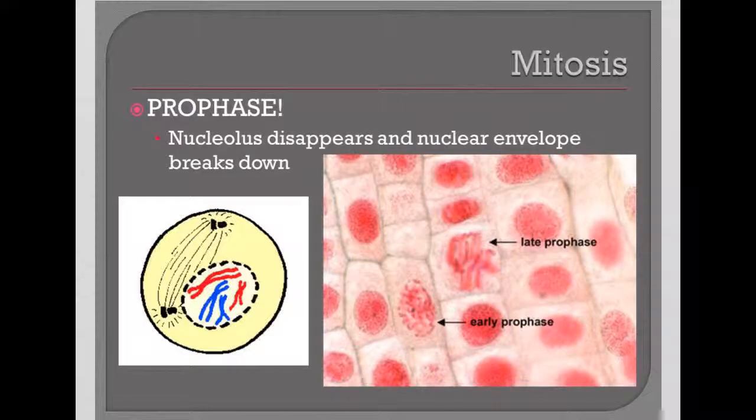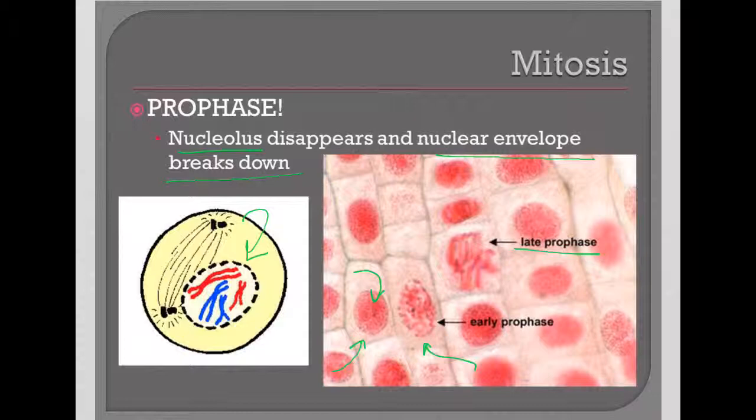And the nucleolus disappears, so that little teeny spot that we see inside of the nucleus disappears, and the nuclear envelope ultimately starts breaking down. So here we can see an early prophase. You can see that the nuclear envelope is not nearly as clear as it is in the interphase cells.